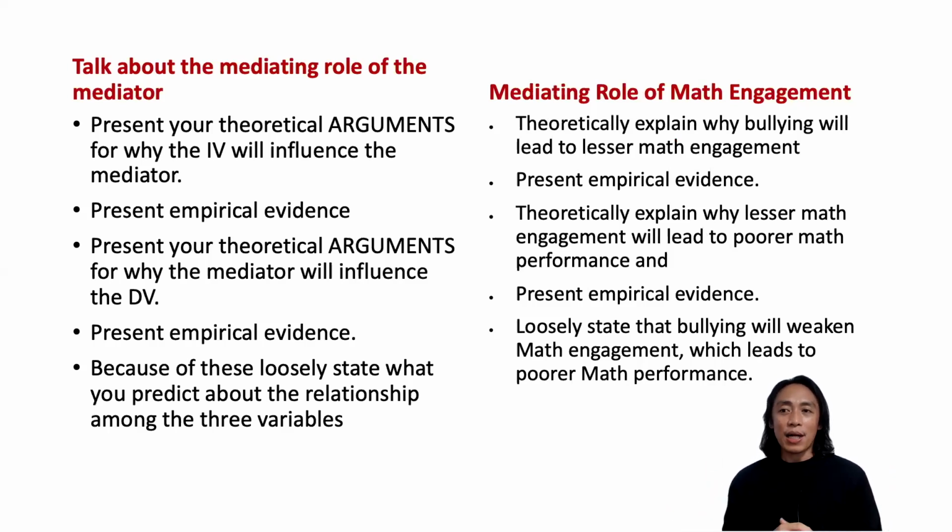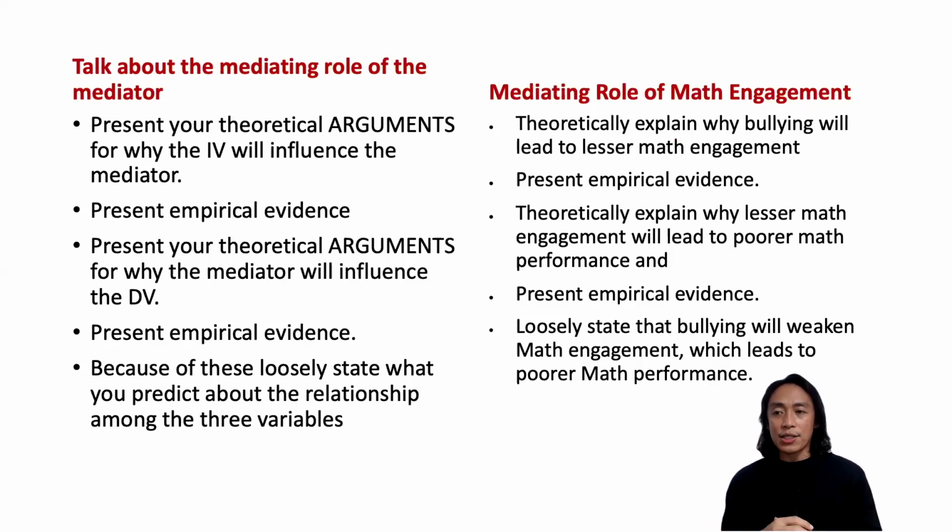After presenting your arguments, present empirical evidence. It's not enough that you have theoretically explained the relationship. You should support it by empirical evidence. When we say empirical evidence, this means to say findings from previous studies that support the idea that bullying does have a negative impact on engagement. So that's the first path.